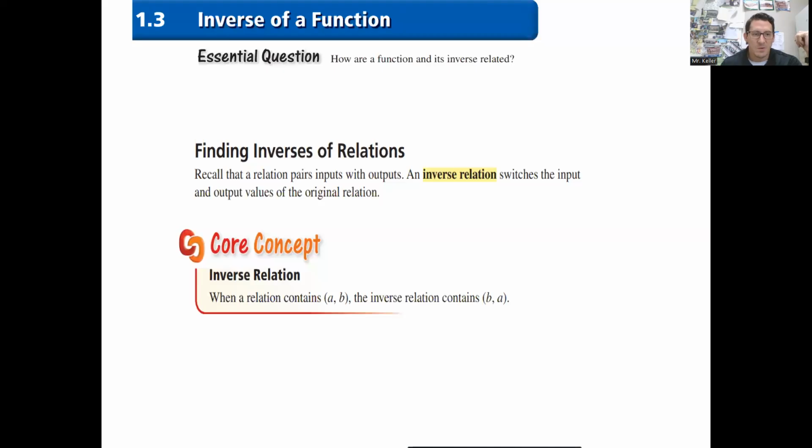All right, IM2 classes. We are working on inverse functions. So an inverse relation switches the input and output. Remember that, what you want to think about is that word inverse, like invert, right? What do you do if you go inverted, right? You go upside down, you flip upside down. So all we're doing with inverse functions is we are flipping them. Inputs become outputs, or x's become y's.